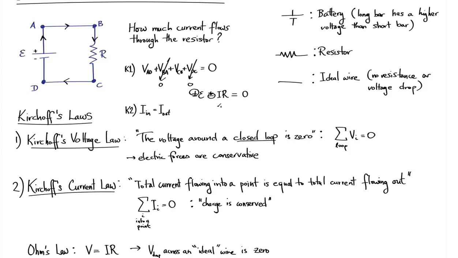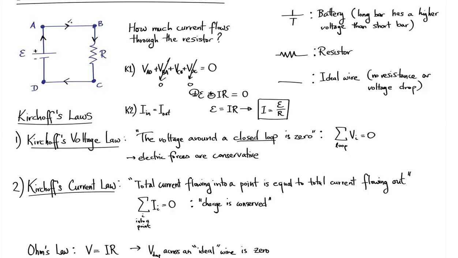So basically what we have then is E minus IR is equal to 0. So if I add IR to both sides, I get E is equal to IR. Or in other words, what we wanted to know in this problem, how much current flows through the resistor, I, is just E over R, okay? And this is defined to be in the clockwise direction, so it's a downwards current, okay?